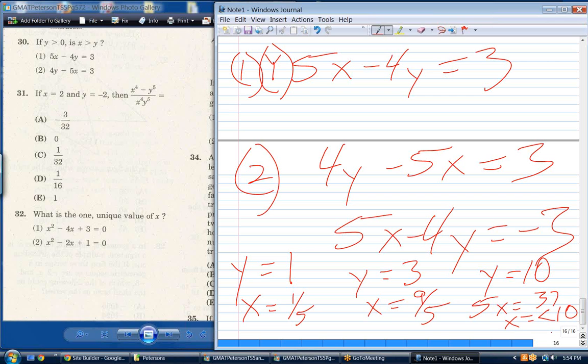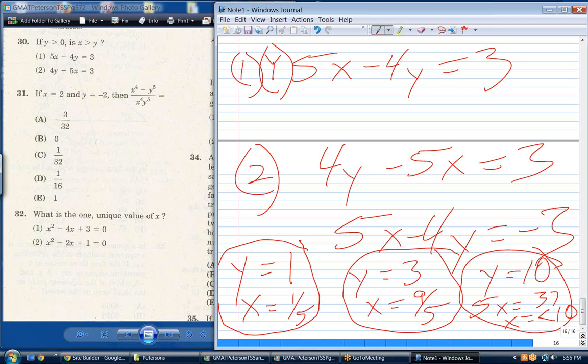So number 2 appears to answer it. Why is 5x equal to 37? Because 10 times 4 is 40. So x is 37 divided by 5, which is a number less than 10. In other words, you need 37 to get 40. In this case, x was less than y. This case, x was less than y. And this case, x was less than y.